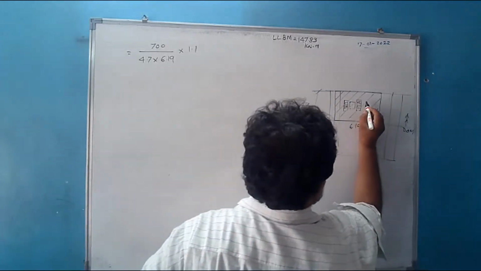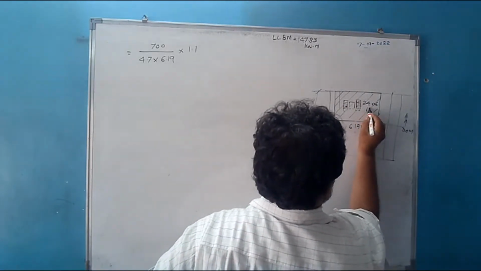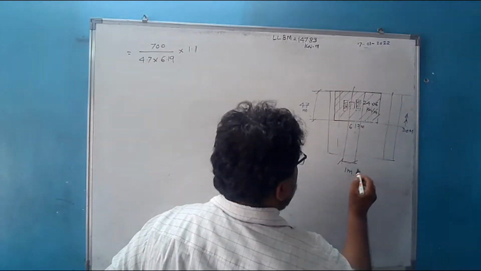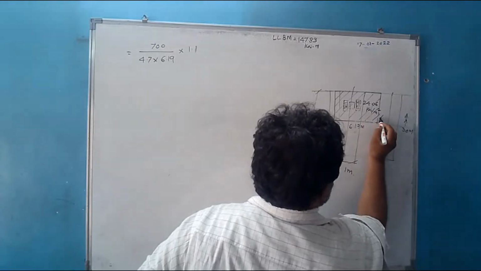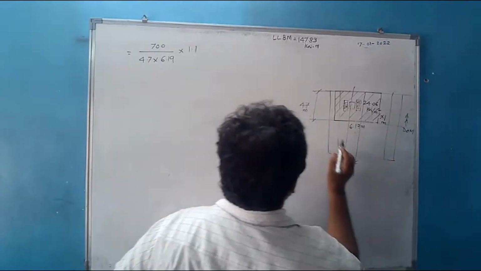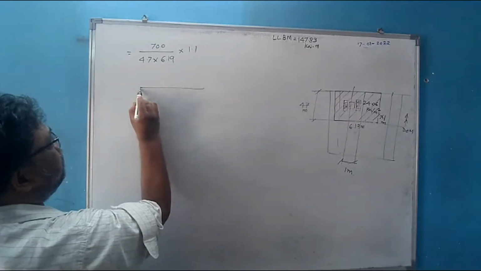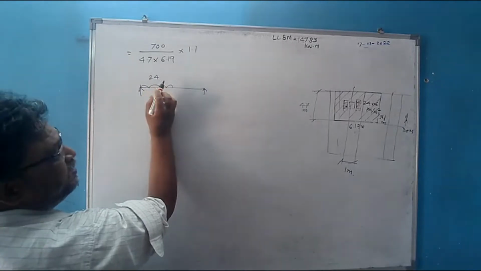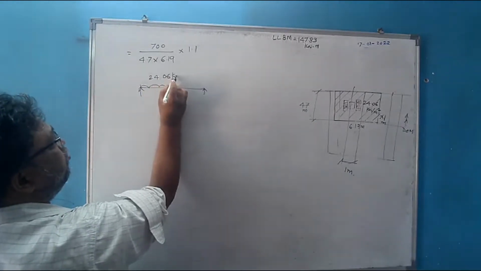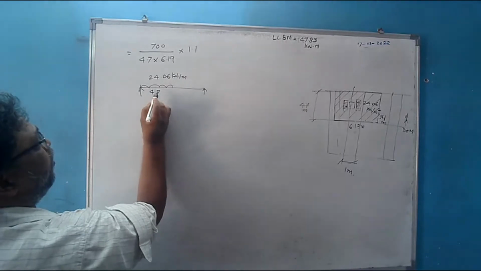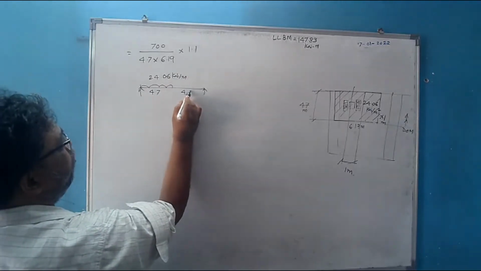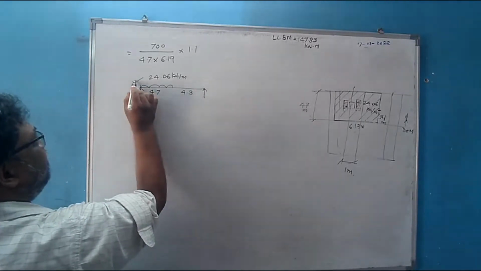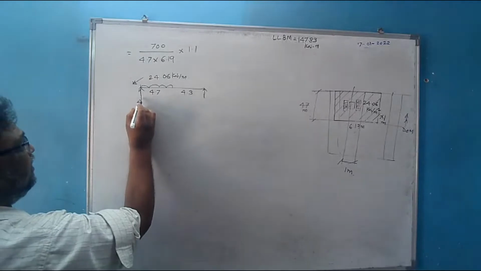So the intensity of load here is 24.06 kilonewton per meter square. Now if I consider a 1 meter wide strip, that will get multiplied by 1 meter, so it will be 24.06 kilonewton per meter. This is 4.7 and it will be 4.3 meter. So the reaction will be greater at this end. So get the reaction here, and that is nothing but the shear force.